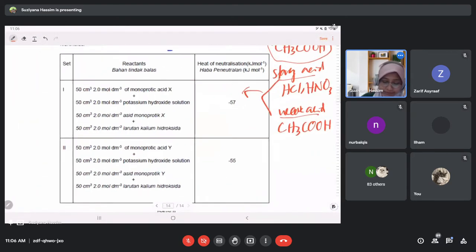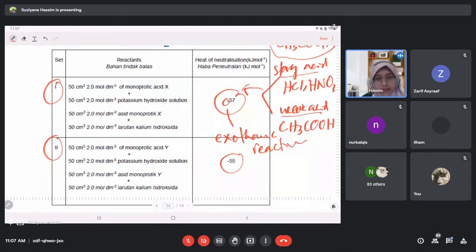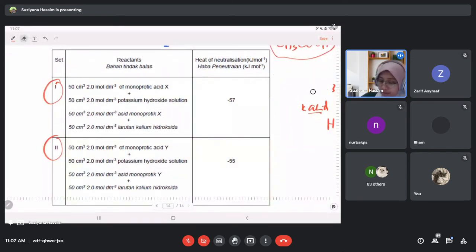Alright. You can see here, set 1 and set 2, you have 57 and 55. Negative shows exothermic reaction. Negative signs indicate exothermic reactions. This value is higher, so I will erase this one to make it clear.